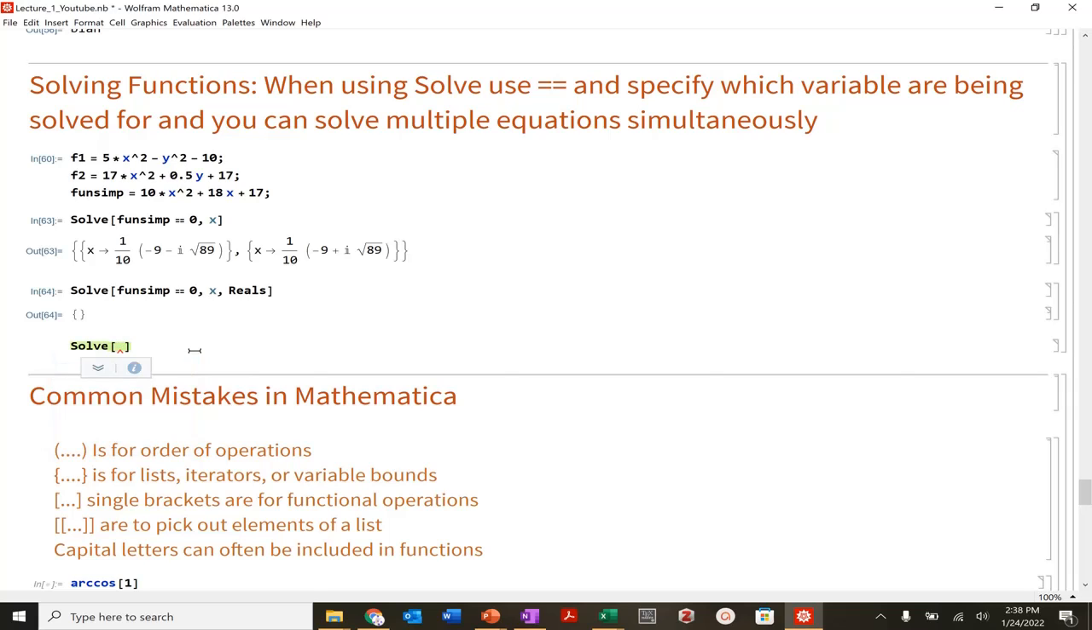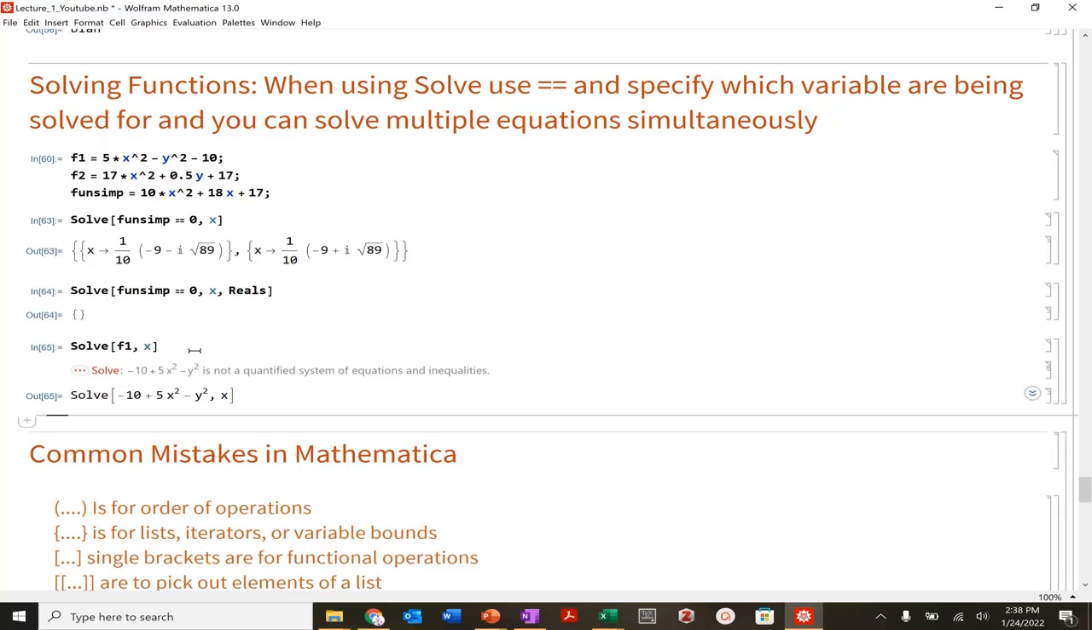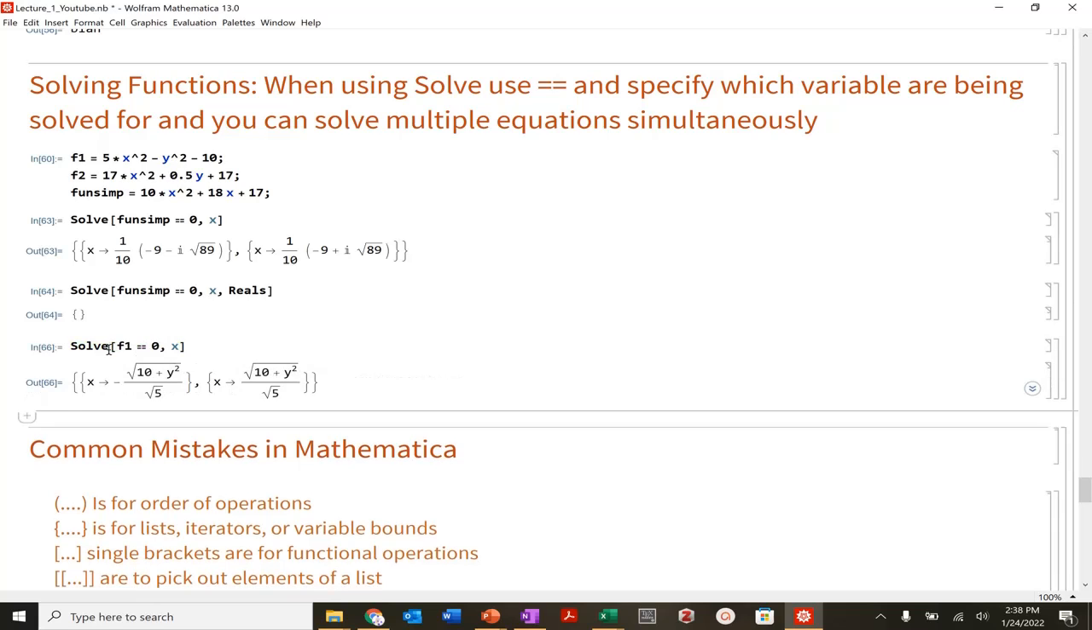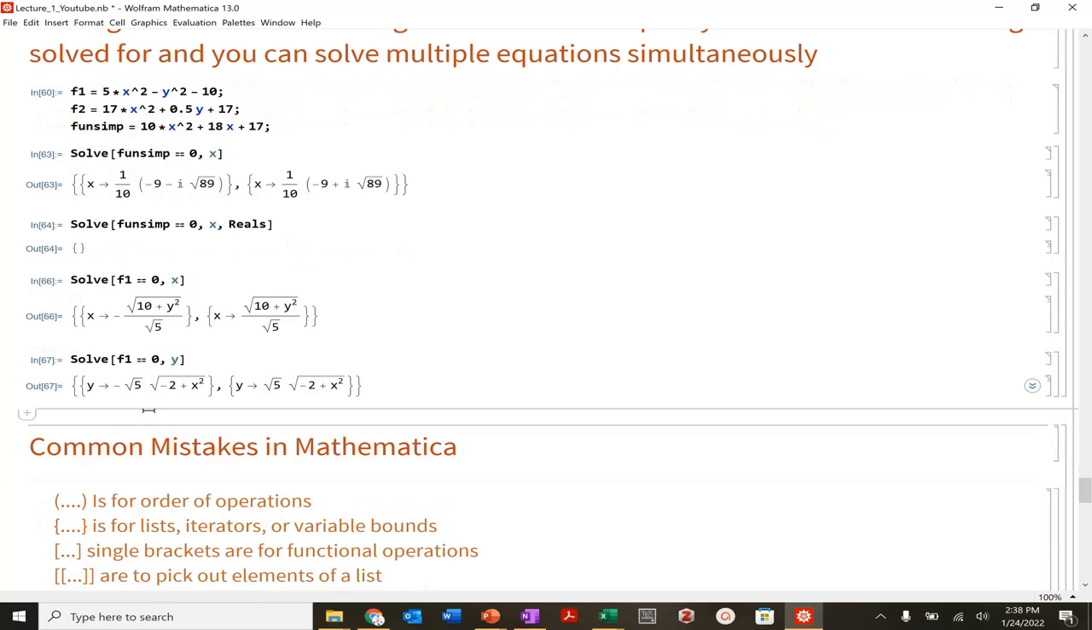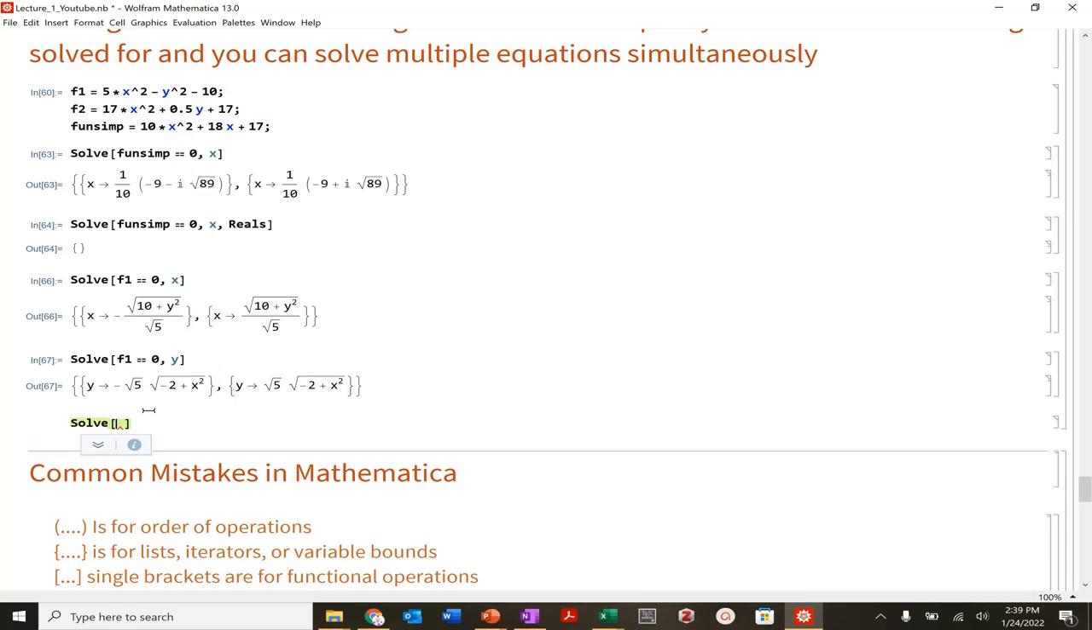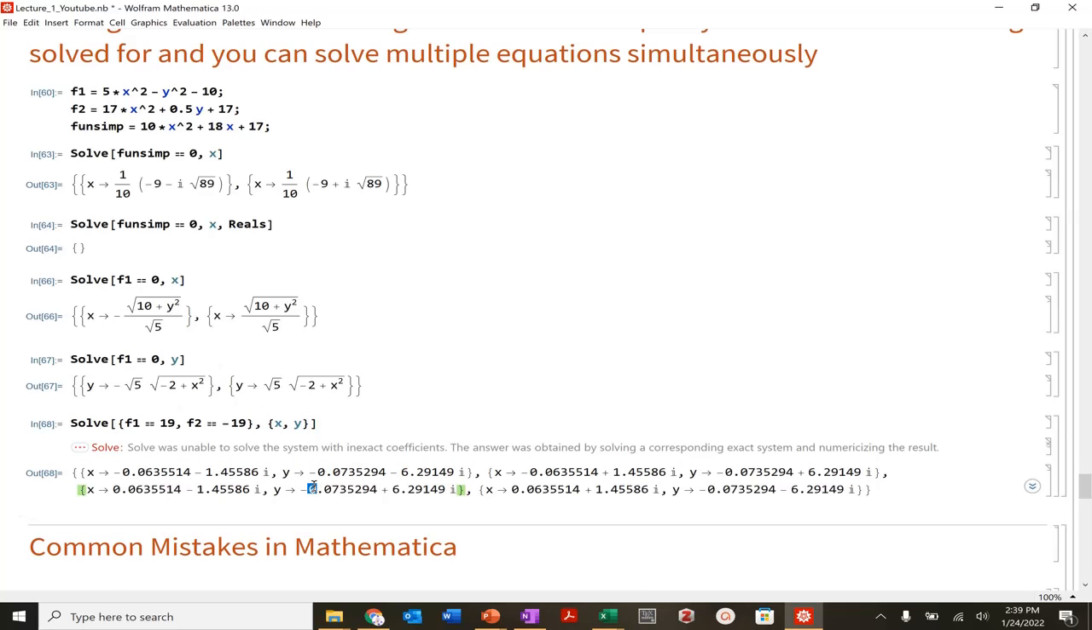I could solve for f1 in terms of x. Solve, let's set this equal to 0, solve in terms of x. I could ask to solve in terms of y. Give me that. I can ask to solve f1 equals 19, f2 set equal to minus 19, and I could solve both of these simultaneously for x and y. 2 equations, 2 unknowns, and it could spit out some kind of nasty answer here.